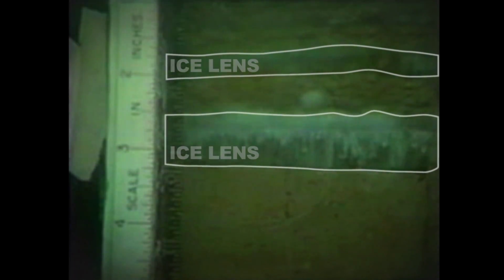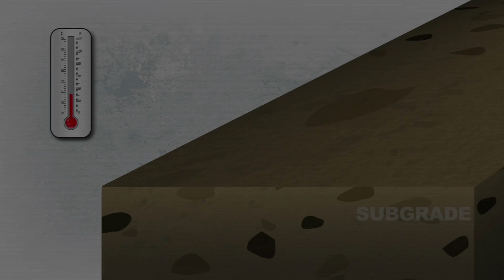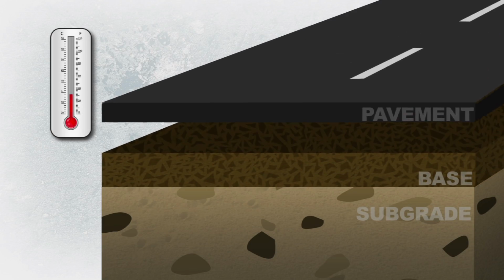In other samples, larger lenses were observed. Here, 2 ice lenses extend all the way across a soil sample. The larger lens is 3/4 of an inch thick. In nature, lenses several inches thick are often found. This same frost action damages our roads.